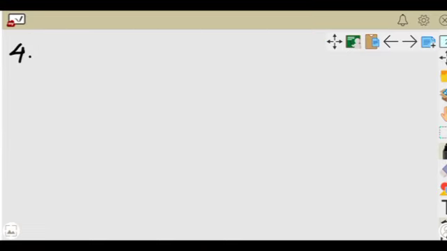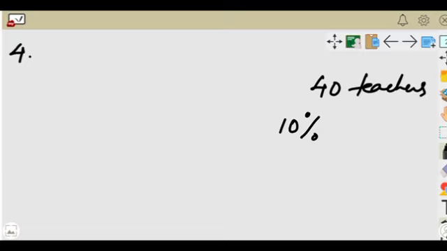Question number 4. Here, out of 40 teachers of a school, so there is a school. In that school we have how many teachers? We have 40 teachers. 10% of teachers have their own four-wheelers. So the percentage of the teachers having their own four-wheelers is only 10%. This is for four-wheelers, and the rest have two-wheelers. And then how many teachers have their own two-wheelers?